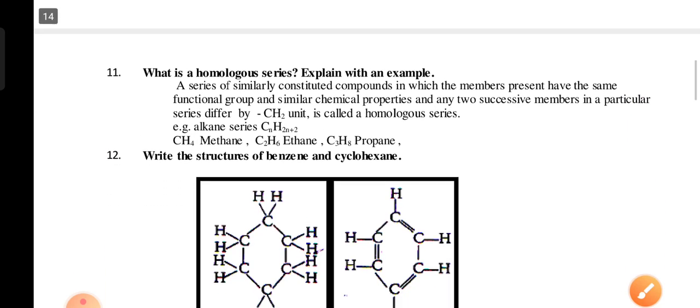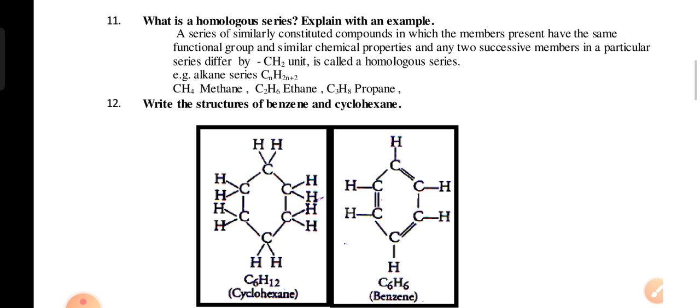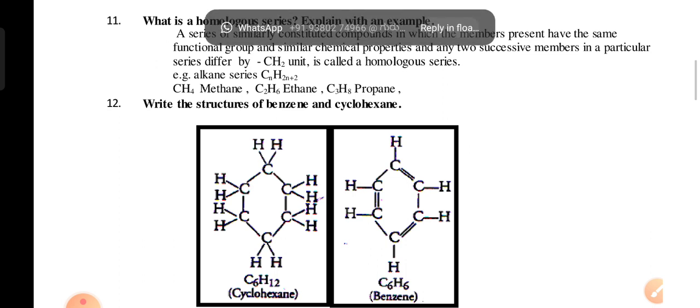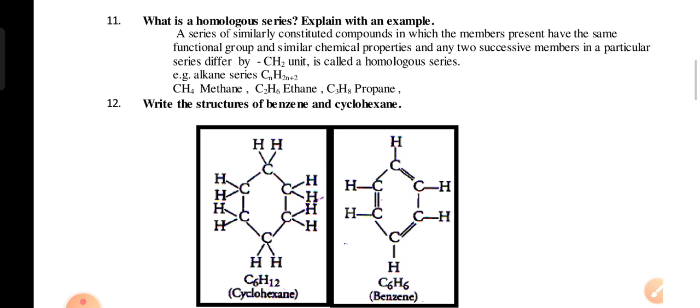Then what is a homologous series? Explain with an example. A series of similarly constituted compounds in which the members present have the same functional groups and similar chemical properties, and any two successive members in a particular series differ by a CH2 unit. It is called a homologous series.